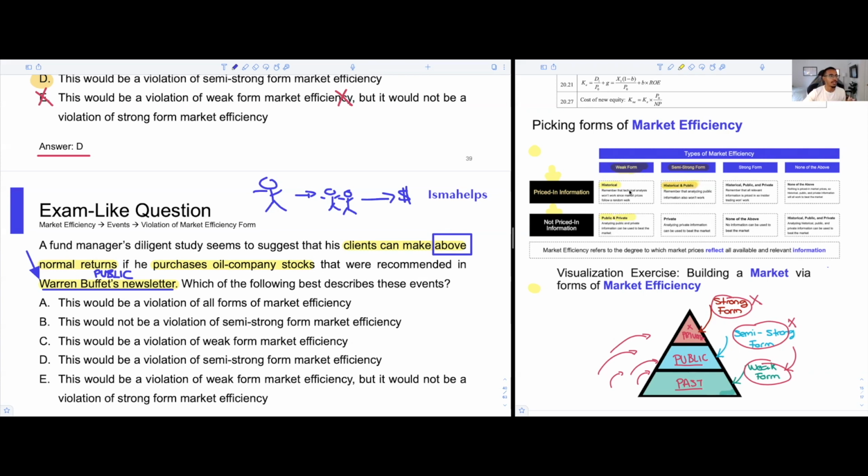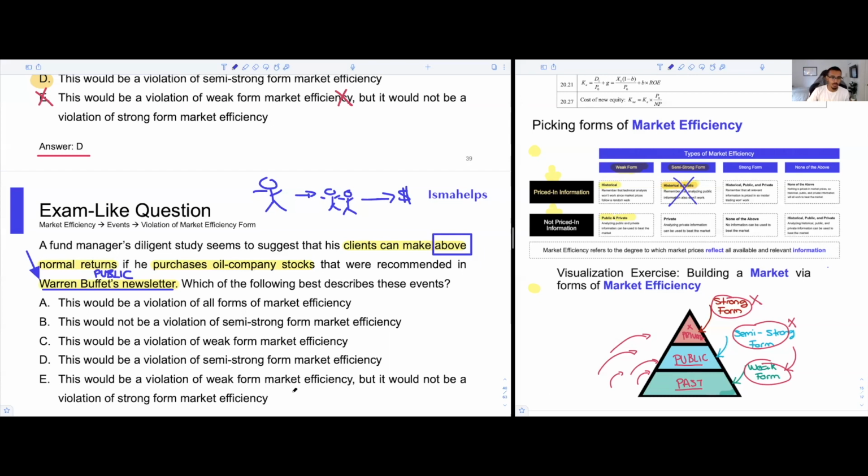So what does that mean? That means that investors cannot yield abnormal returns by using either historical prices or public information. Okay, either or. Now that's really interesting because in this case, our little guy here, our fund manager, used public information to yield abnormal returns. So if we look at our framework, we're like, uh-oh, this is definitely not following the rules of a semi-strong form.